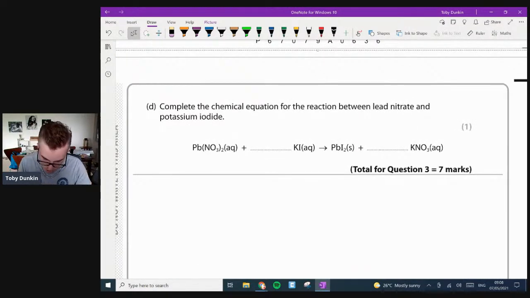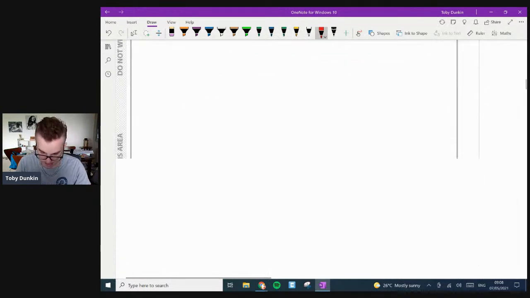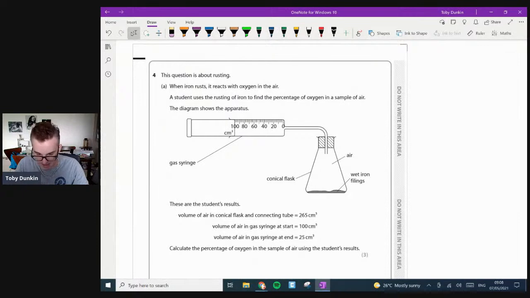Right, balance the equation. 1 lead, 2 nitrates, 2 nitrates, 2 potassiums. Sorry, 1 potassium, 2 potassium, so double it, and I'm done. That now all adds up. So we've got 1 lead, 2 nitrates, 2 nitrates, 2 Ks, 2 Ks, 2 Is, and 2 Is. We're good. Next, nice easy balance equation there. Okay, very, very common this one, guys.